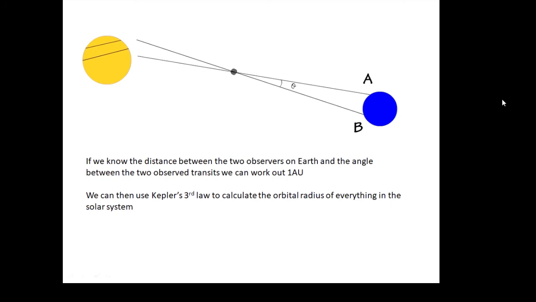Once you know the distance of the Earth to the Sun, then Kepler's third law, do you remember T squared over r cubed equals 1? You can work out how far away everything else is from the Sun.